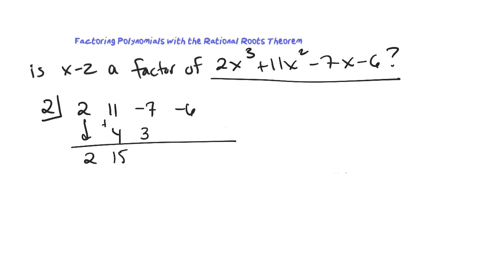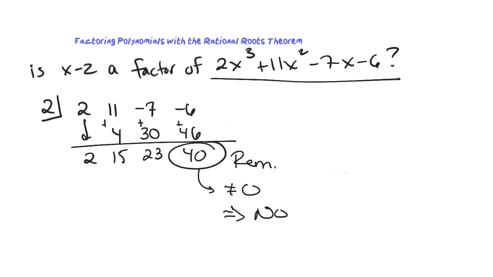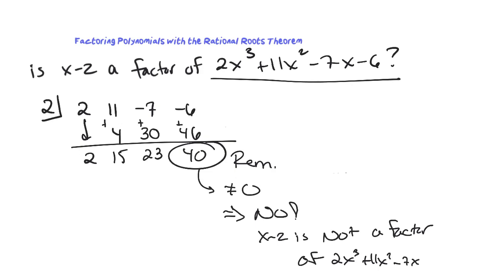2 times 15 is 30. -7 plus 30 is what, 23? 2 times 23 is 46. This isn't looking good. And -6 plus 46 is 40. Well, in order for x minus 2 to be a factor of 2x cubed plus 11x squared minus 7x minus 6, this remainder has to be equal to 0. And since it is not equal to 0, then the answer to that question is no. x minus 2 is not a factor of 2x cubed plus 11x squared minus 7x minus 6.